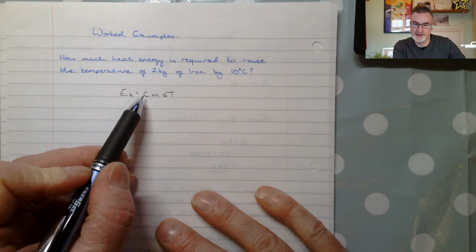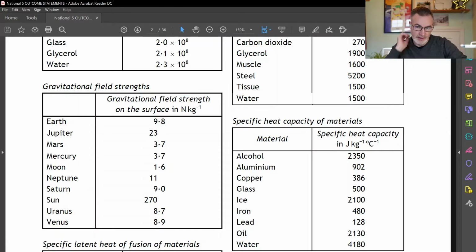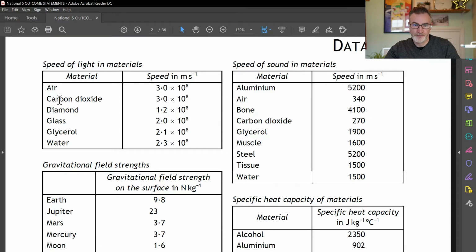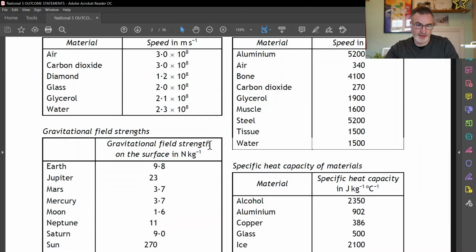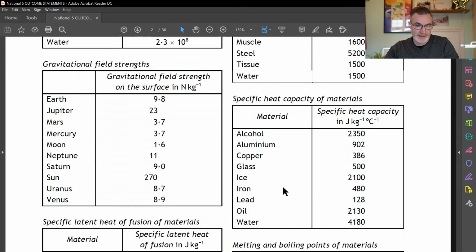Now we'll get the C value from our data sheet, and we can see in the data sheet here that we have speed of light, speed of sound, gravitational field strengths, and then here we have specific heat capacity of materials. If we remember our question, we were looking for iron, so we look up iron and we see that iron is 480 joules per kilogram per degree C.